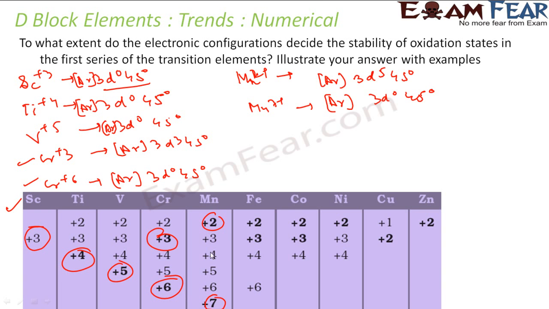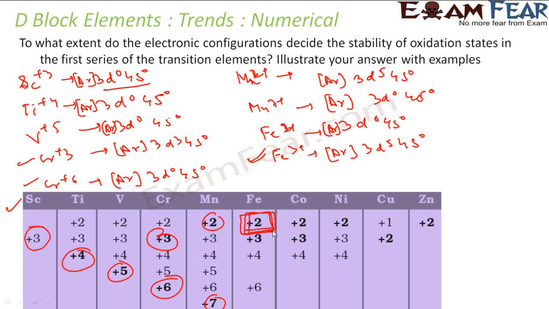Fe2+, first, let's find what Fe2+ will be. 3d6 4s0, and Fe3+ is argon 3d5 4s0. So based on electronic configuration, Fe3+ is stable, but Fe2+ is not that stable. Correct? But this still exists. This is the one example where the electronic configuration is not driving the stability of the oxidation state.